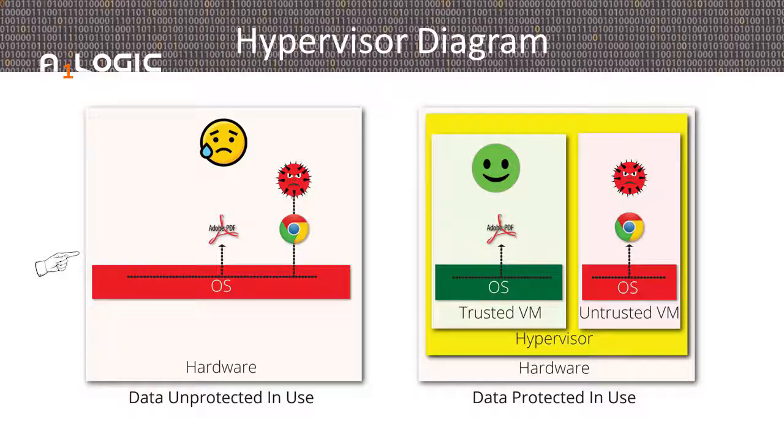The left side shows what happens when data is unprotected in use. Malware can get onto the system using low-hanging fruit, such as a browser exploit, and can steal sensitive information from other programs that are running, such as Acrobat in this case, which might have a PDF file open. The right side shows what security can be achieved when hypervisors are used to isolate and protect sensitive data in use. You can see that the malware is trapped in the untrusted VM and cannot jump across the hypervisor to access the data in use in Acrobat in the trusted VM when a PDF file is open.